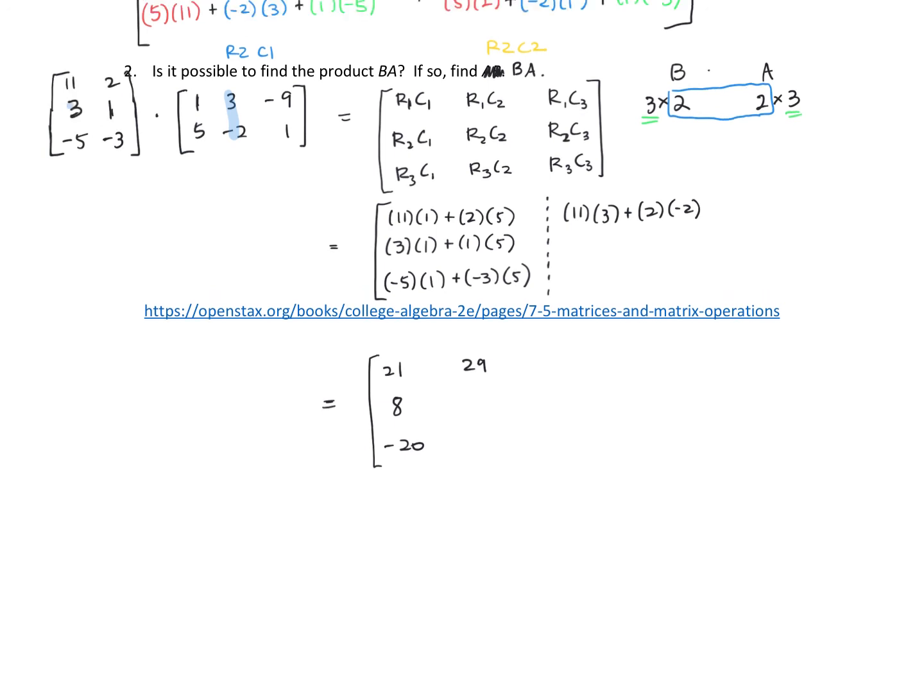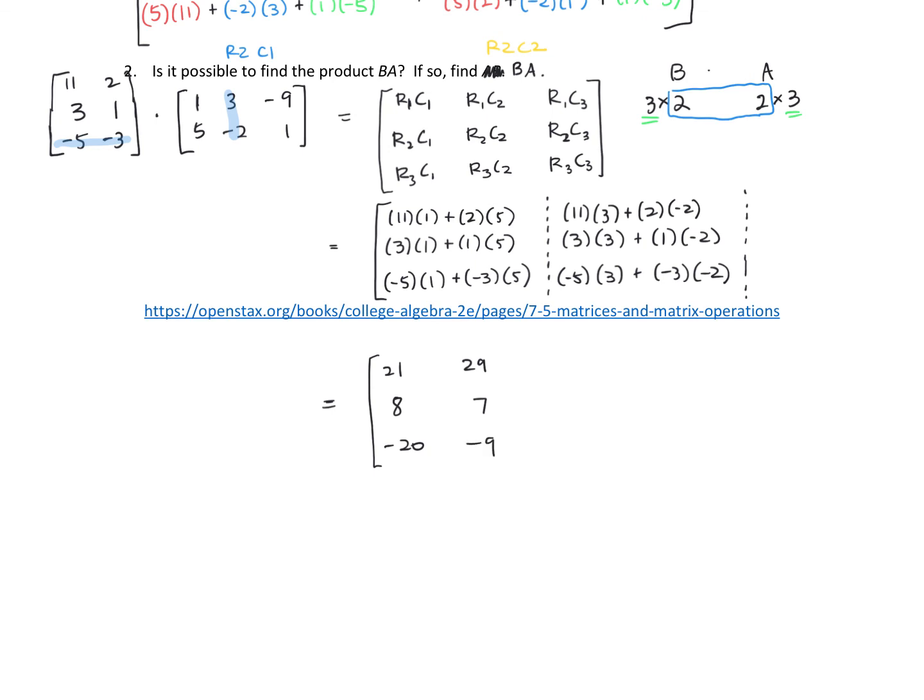Now we want to find row 2 times column 2. And so row 2 times column 2 will have 3 times 3 plus 1 times negative 2. So it'll be 9 minus 2, that's 7. Now I want to find row 3 times column 2. So that will give me negative 5 times 3 plus negative 3 times negative 2. So that'll be negative 15 plus 6, so that will be negative 9.